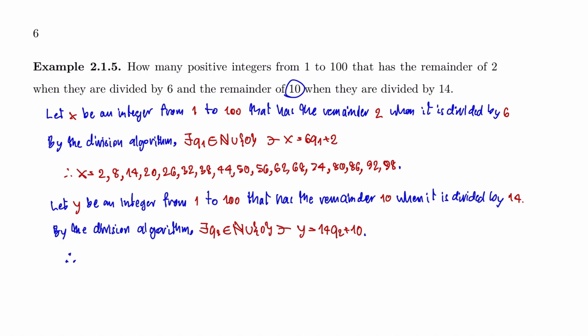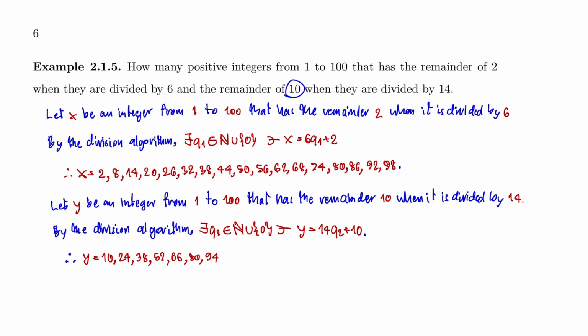So what do we have? We're going to have y equal to 10, 24, 38. Next, plug in 3 into q2, and we're going to have 52, 66. Next 80, 94, and that's all.